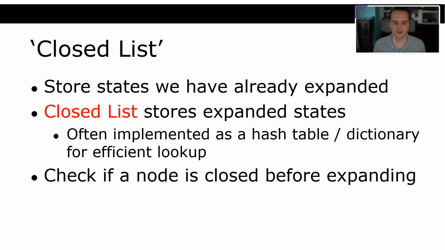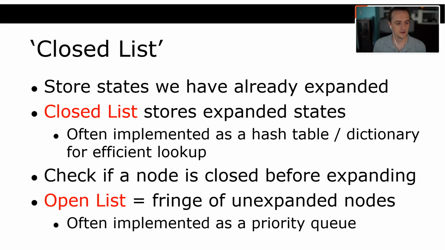expand it. And now, because we have this thing called the closed list, we are going to turn the fringe into the open list. Okay? So what we called the fringe before is now going to be called, from here on, the open list. The open list is the fringe of unexpanded nodes, and this is often implemented as a priority queue, and we'll talk about that later.